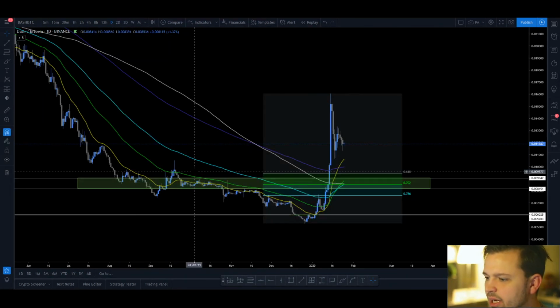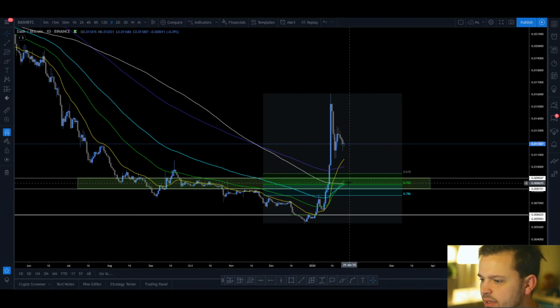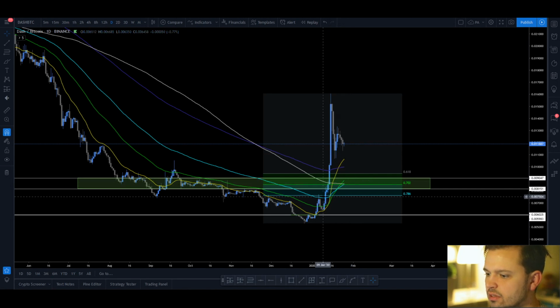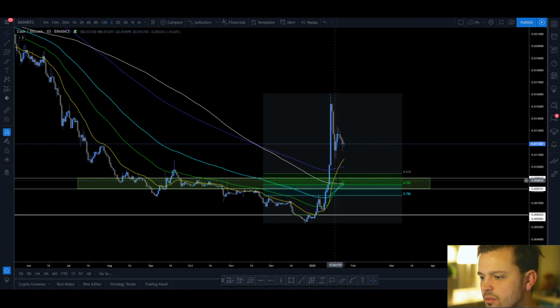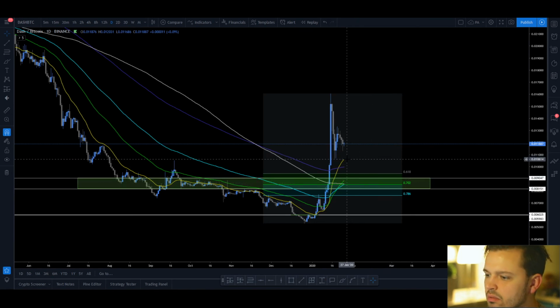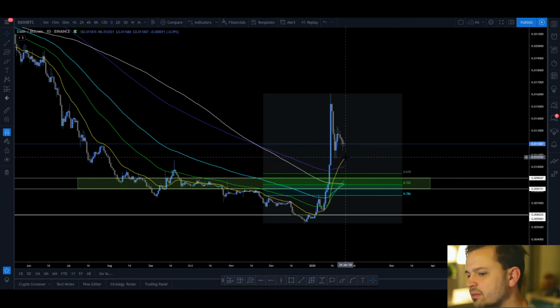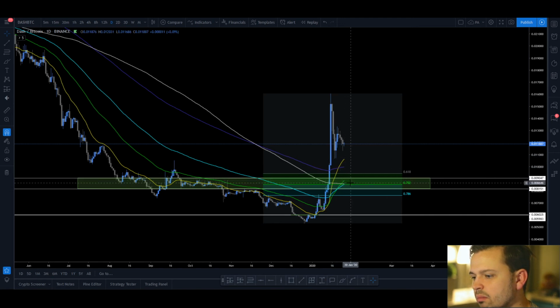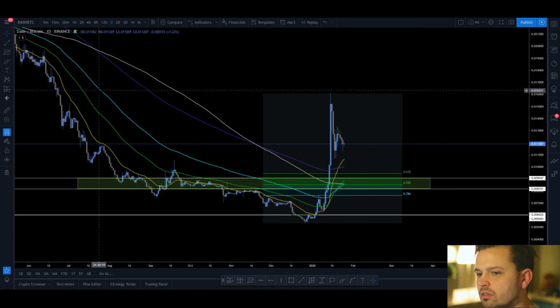Looking at the daily, we have some very nice confluence in this area right here too. We have the white 200 simple, the green 55 exponential, and the blue 99 exponential. So some very nice confluence in this support right here, and the midpoint of the RLC. We will most probably see a bounce here on the yellow 21 EMA, but lose this one, and we will most probably see a move back down into the RLC.